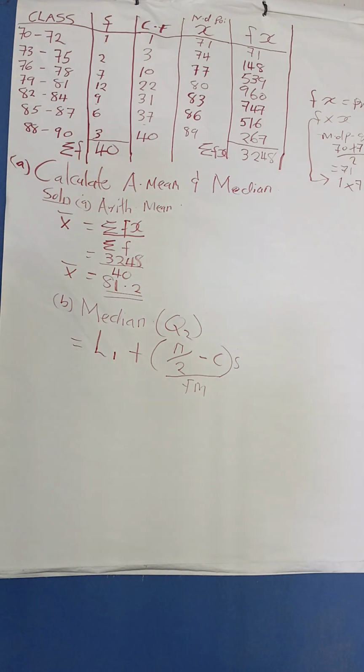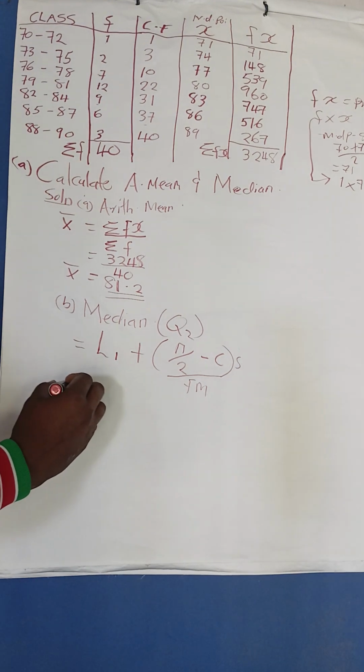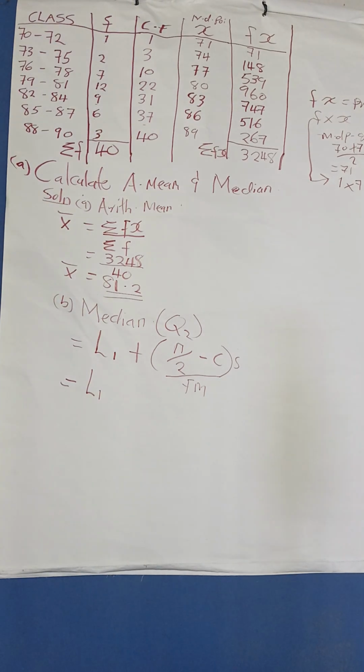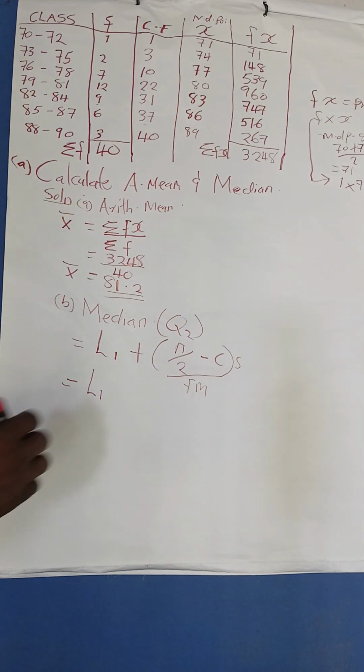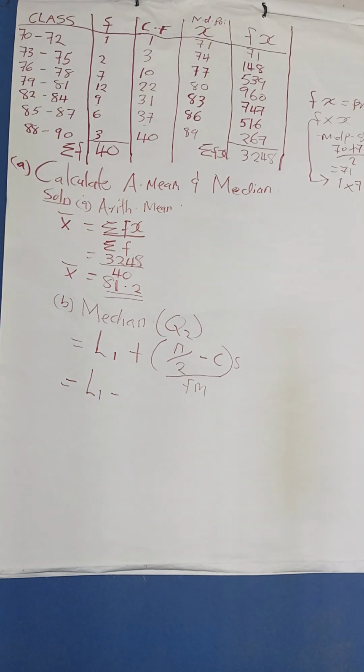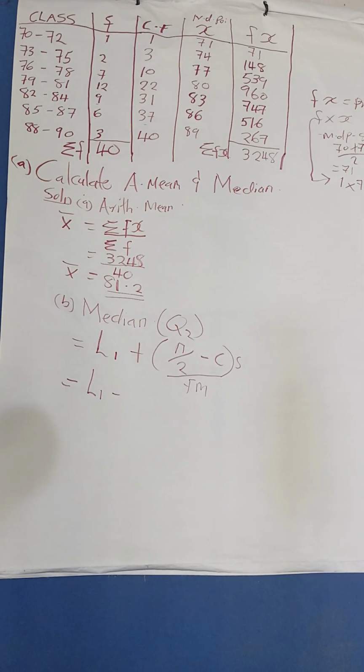I'm going to explain to you what those terms mean. Good. Now, L1 for this case, so just pay attention. L1 means the lower class interval of the median class. How do you get L1? Because we have L1 and L2.